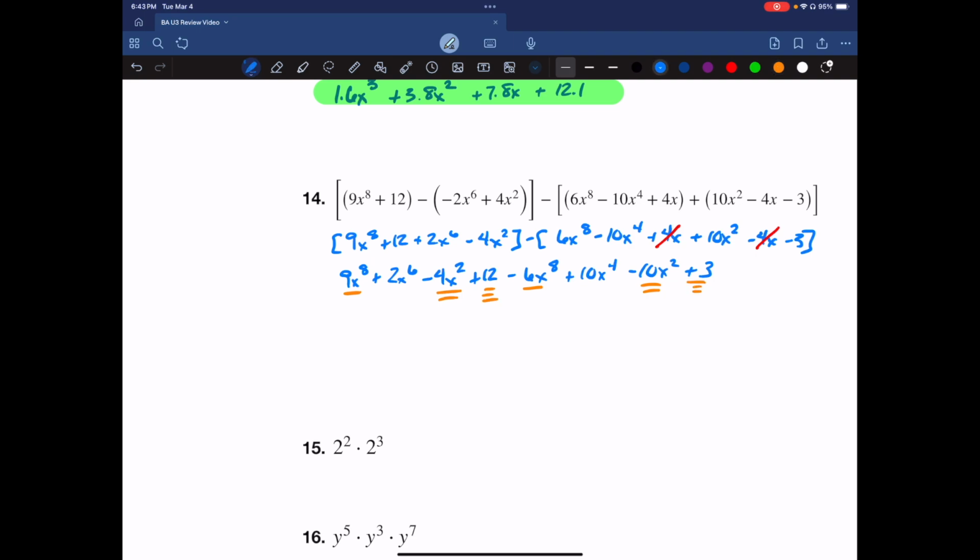So 9 minus 6 is 3, 3x to the 8th. The 2x to the 6th is just going to come down. I have a 10x to the 4th, I'm going to bring down. And then the x squareds, I got negative 4 and negative 10, so it's going to be minus 14x squared. And then you got 12 plus 3 is 15. So a little bit of everything going on here. But there you go.